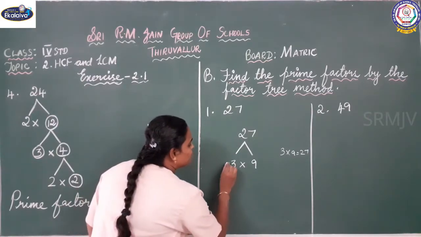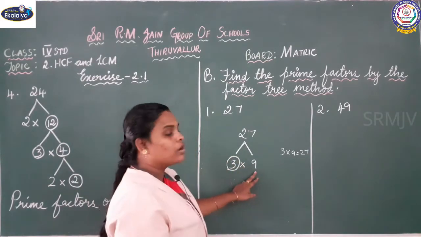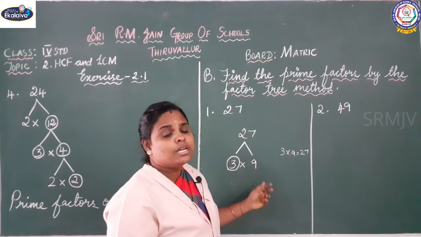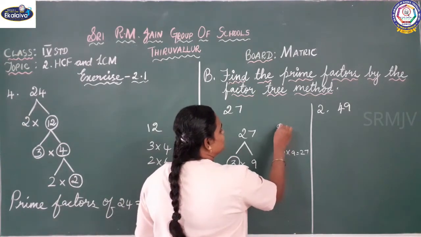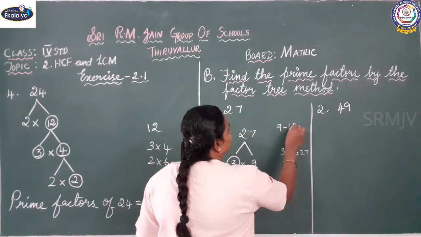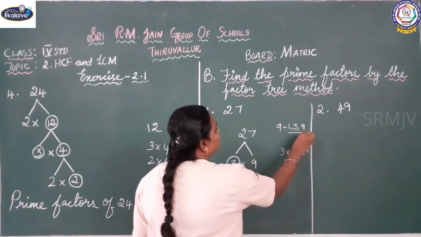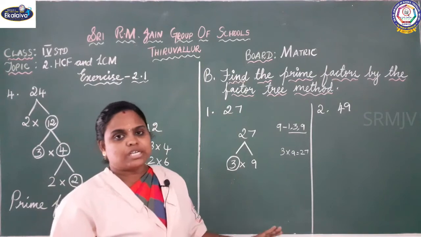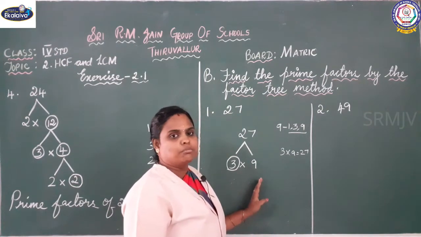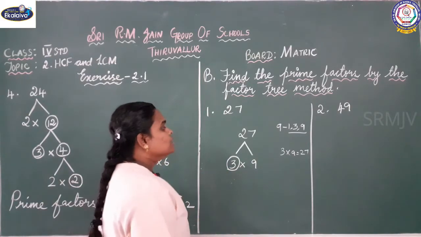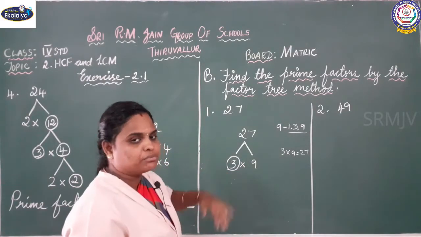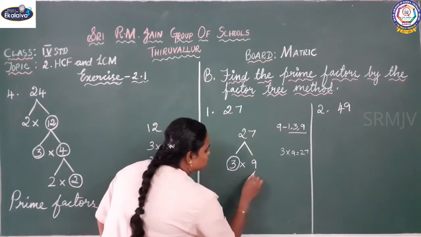So you circle the prime number. 9 is not a prime number because it is a composite number. A composite number has how many factors? It has more than 2 factors. So 1, 3, 9. If it has more than 2 factors, we can call it a composite number. So this is a prime number. So you circle only the prime numbers. If it is a composite number, we have to break it down into prime numbers.